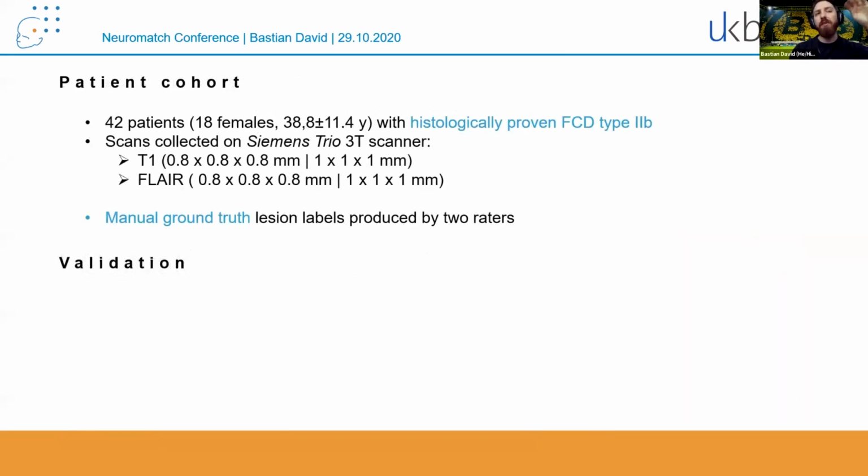So what kind of patients did we have? We have 42 patients with histologically proven FCD type 2B. And I want to highlight the number, 42 patients. In deep learning terms, that's ridiculously small. In clinical terms, this is actually quite a lot because it's not such a common disease. Then we have scans. We have T1 images and FLAIR images. And we labeled them, actually my boss labeled them. He's a physician, he can do it pretty well.